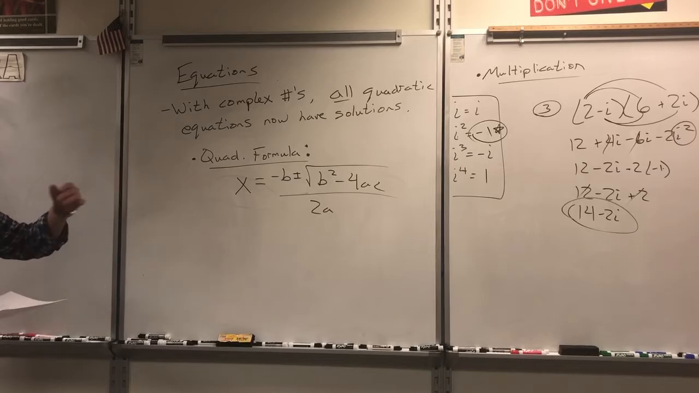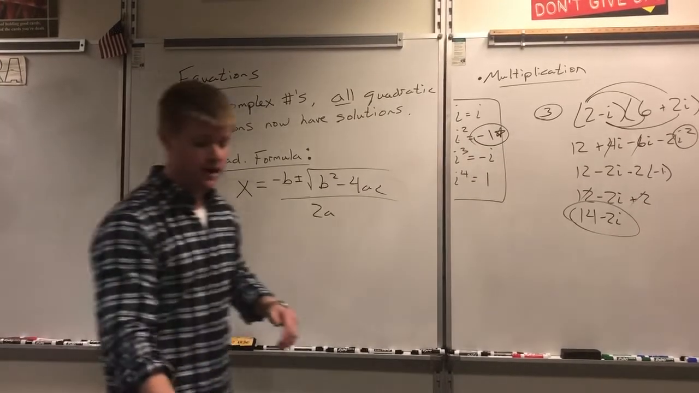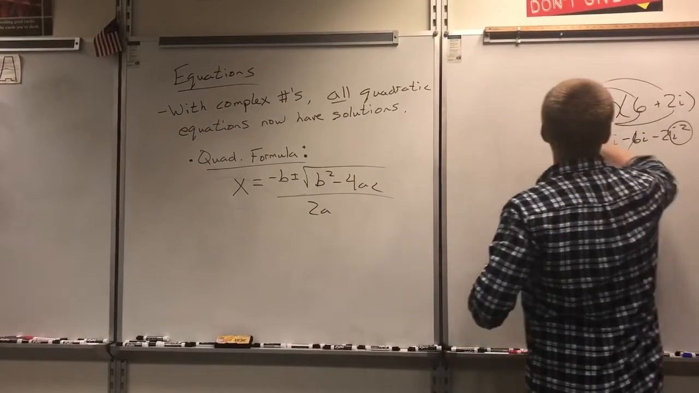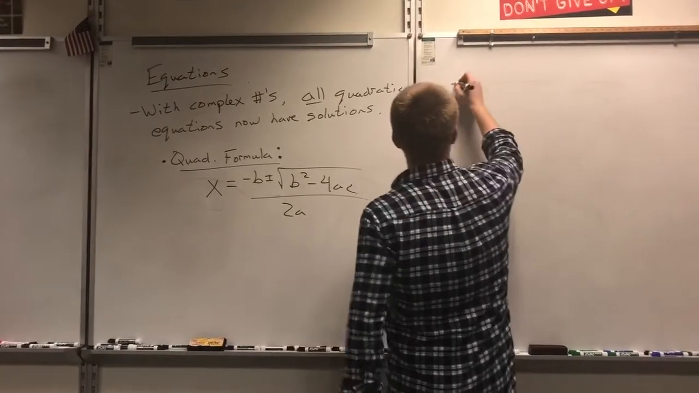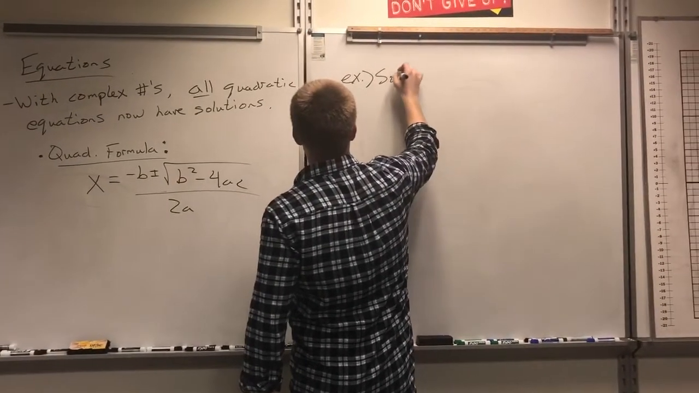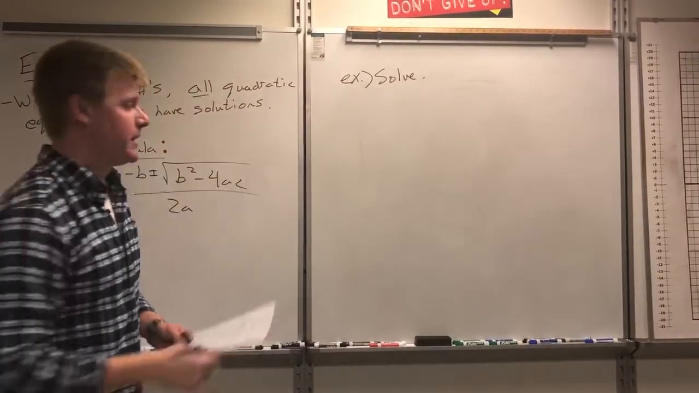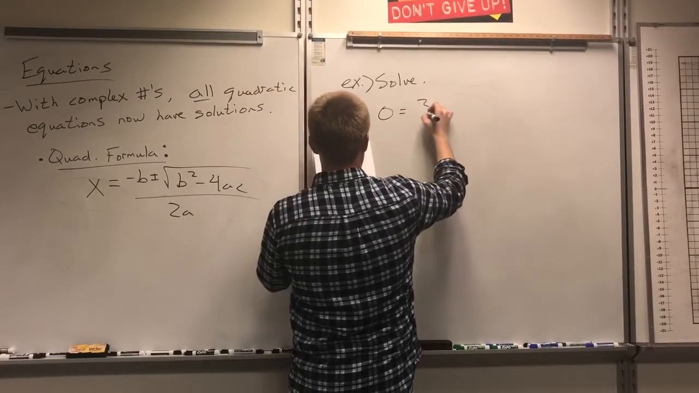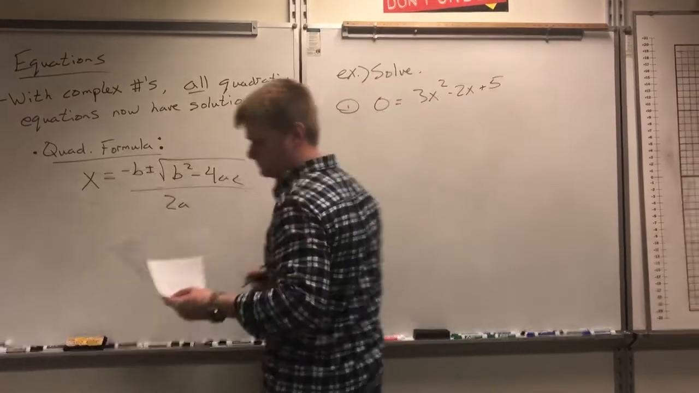But anyway, that will be used for our equation solving if we can't factor. Remember, this is always a viable option. Okay, so solve, but now instead of saying no real solutions, if we get them, we now have complex numbers to work with. 0 is equal to 3x squared minus 2x plus 5.